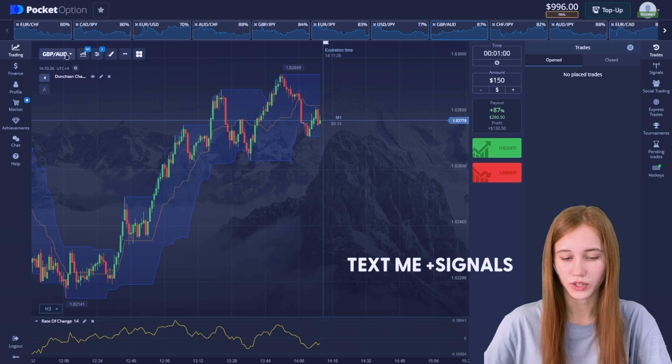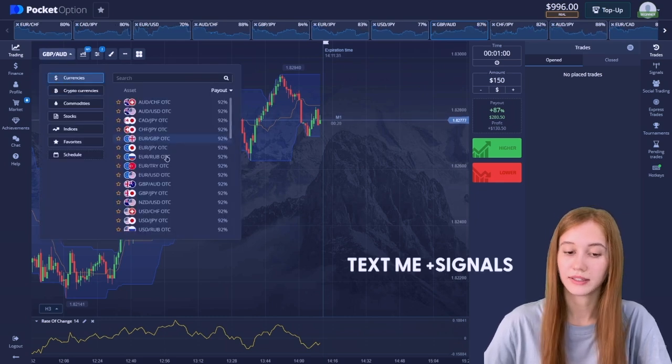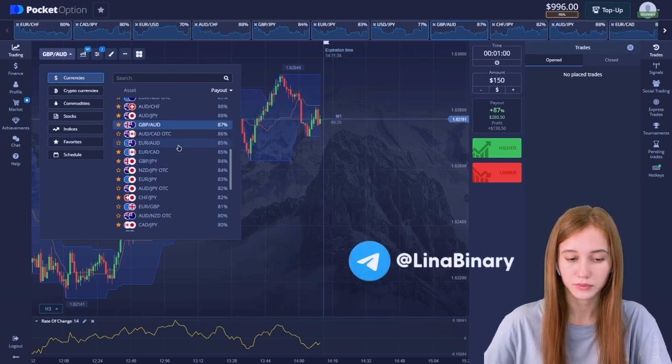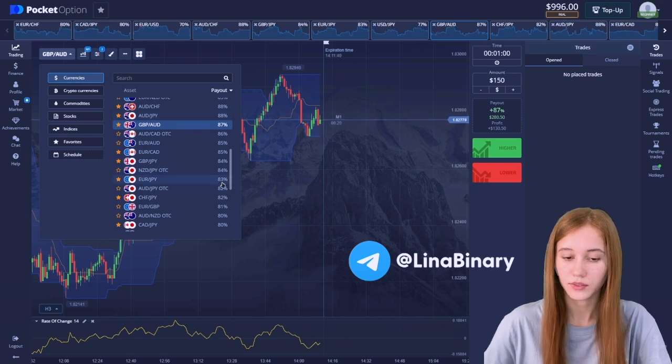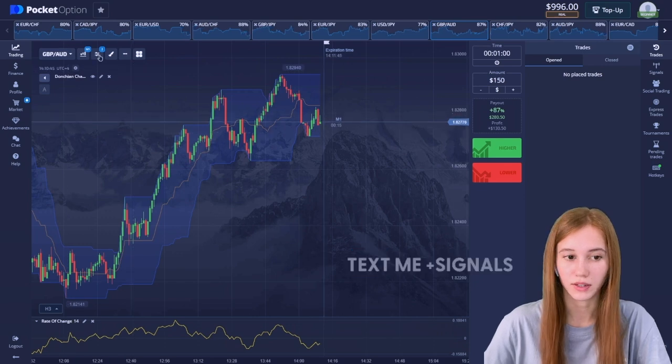Today we'll also trade on the currency pairs that you see above. You can choose them by clicking here and selecting the currency pairs that suit you. On the right is the interest on the currency pair. This is the payout percentage. I recommend choosing more than 70.